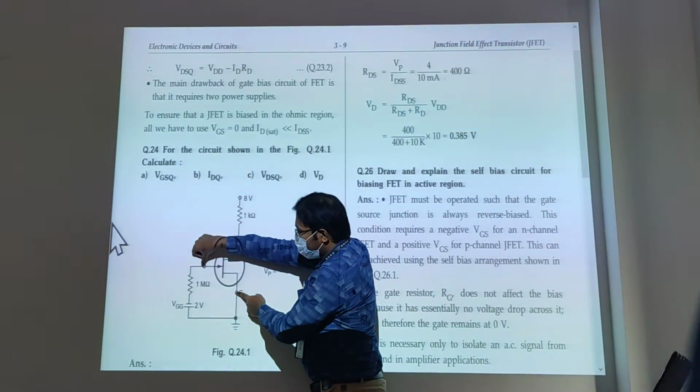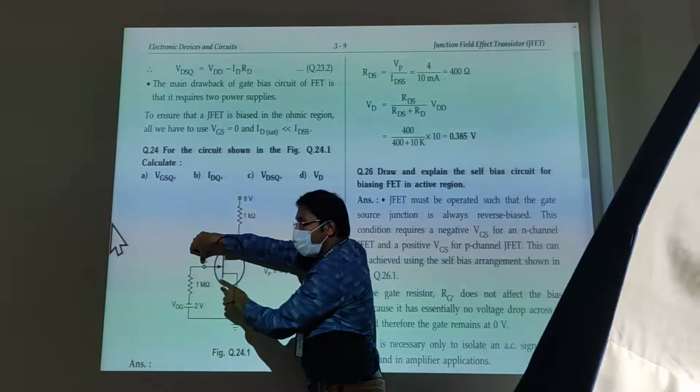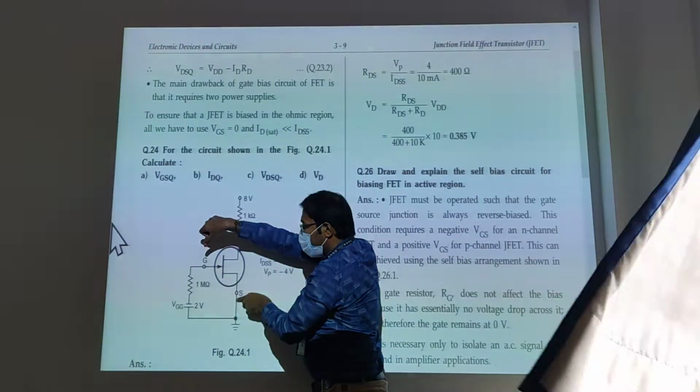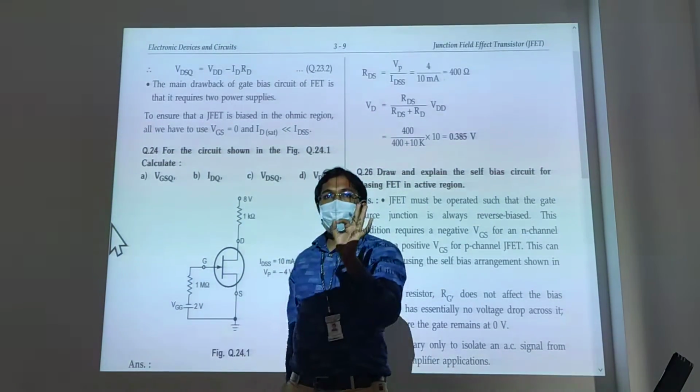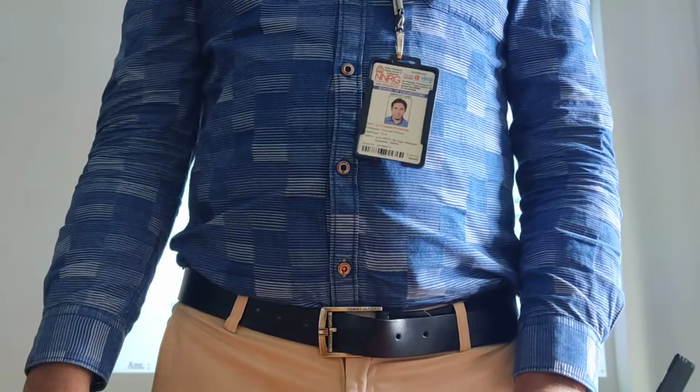See, VGS will be simply, as I've been telling you, the voltage in this part and the voltage in that part will be equal. Clear? Okay?